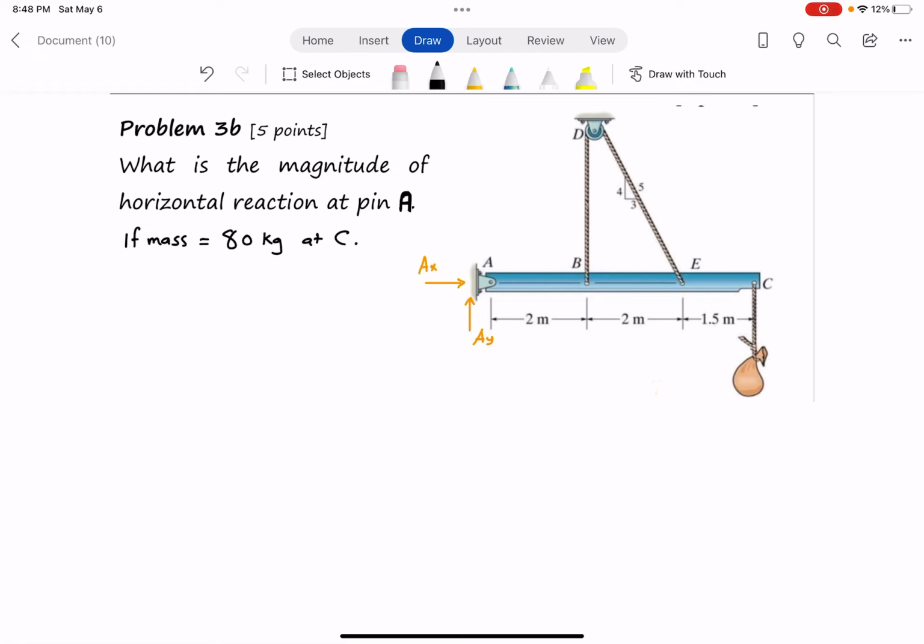We have to analyze the reactions for this hinge at point A, which has the reactions AX and AY, and that's what he wants to find. Find the reaction, provided that the mass of this load is 80 kilograms. Of course, we don't like to put 80 kilograms. We will do it in newtons. So 80 times 9.81.